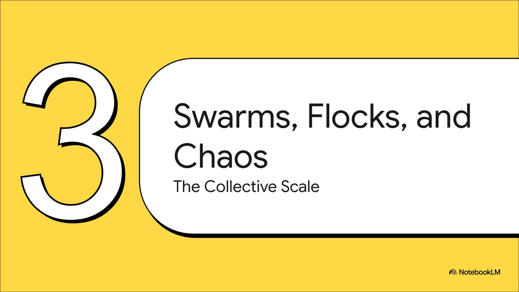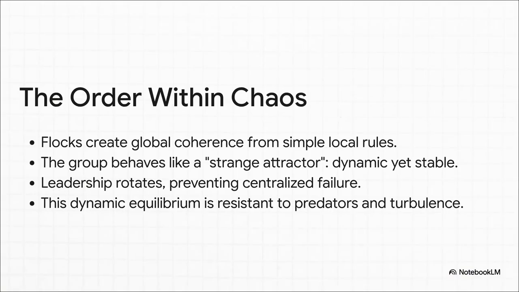Now let's look at how these rules create intelligence when you have thousands of individuals acting together. We're talking about the wisdom of the crowd, or in this case, the flock. You know when you see a flock of birds or a school of fish moving together? It looks like total chaos, right? But it's actually a perfect living example of something from chaos theory called a strange attractor.